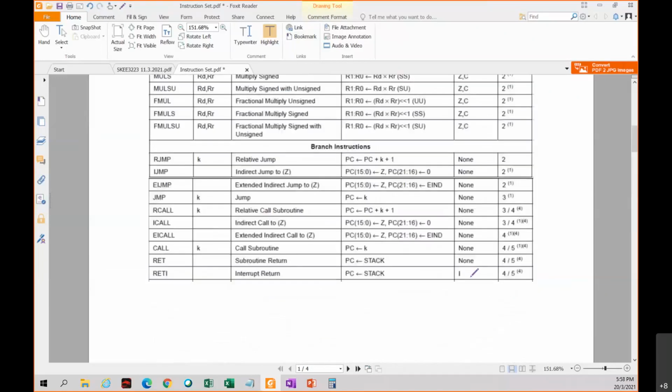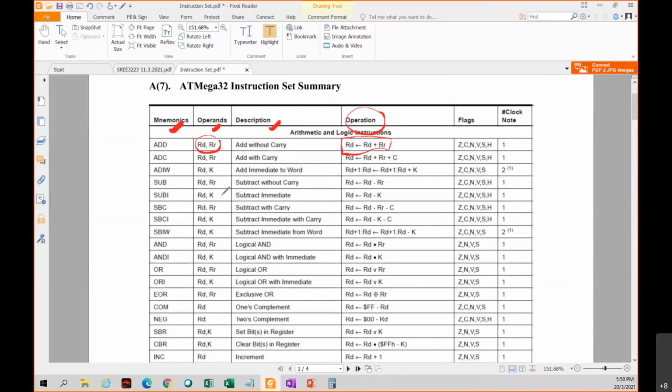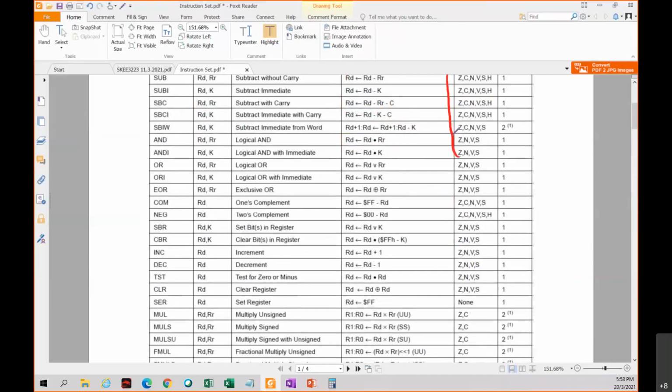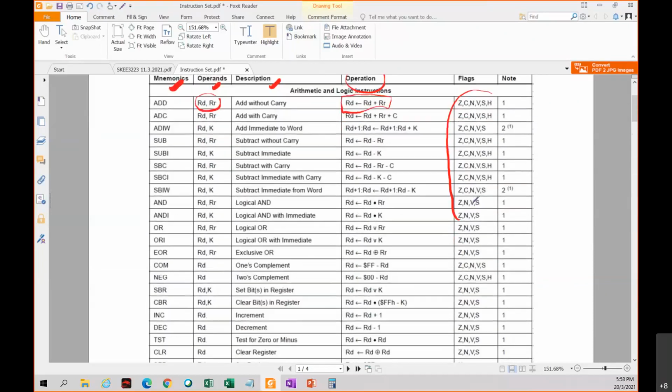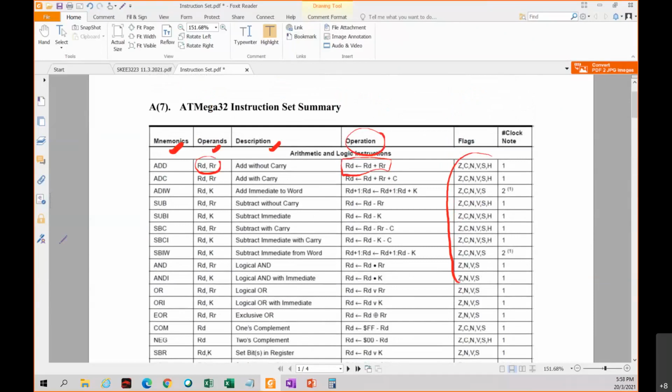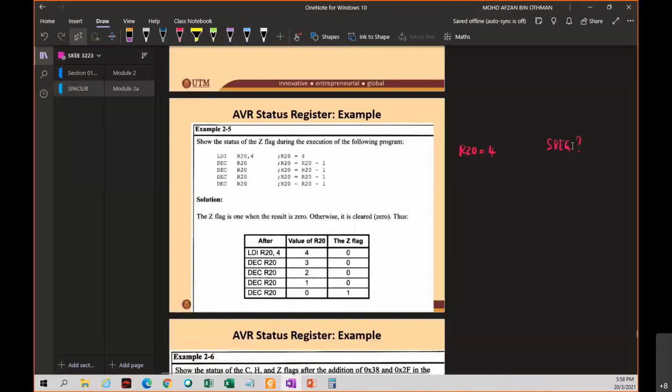But, okay, if you're going to use the arithmetic logic instruction, okay, so this is the flag that akan berubah according to this instruction here. Okay, so kena refer kat sini lah flag mana yang berubah according to the instruction. So the first line here, status register tak berubah. Okay, and then decrement R20. So what happened when you decrement R20? So now R20 sama dengan 3.